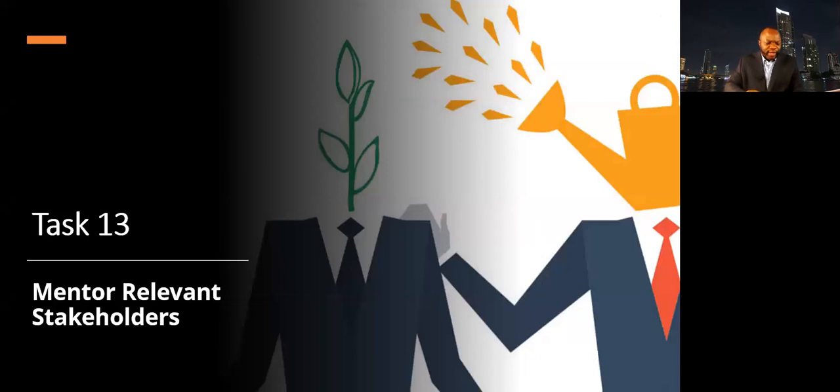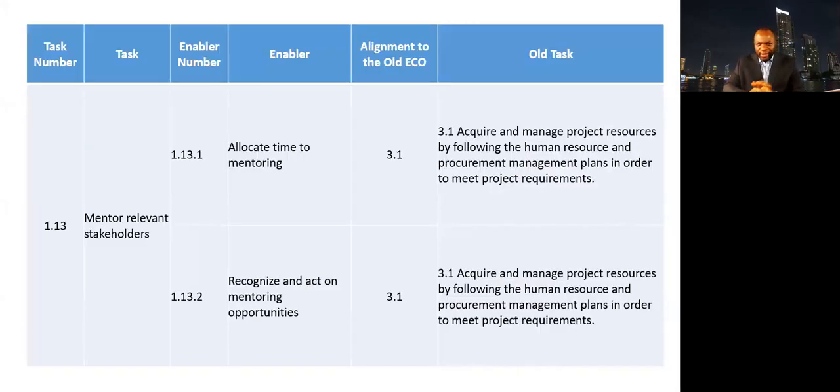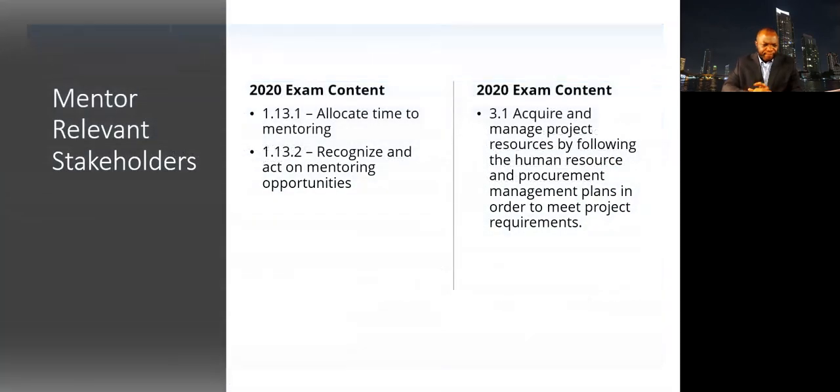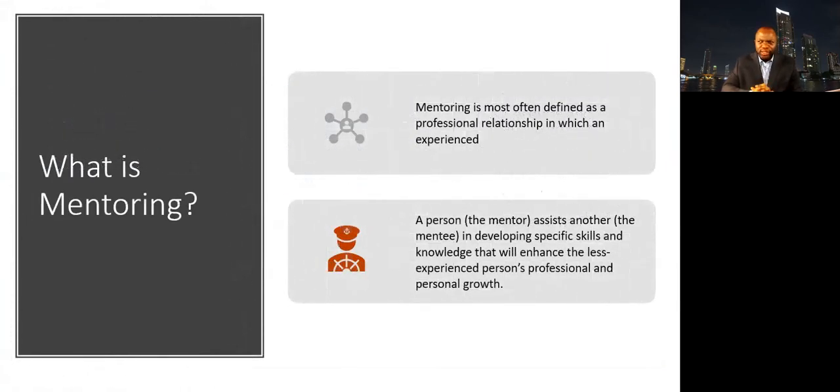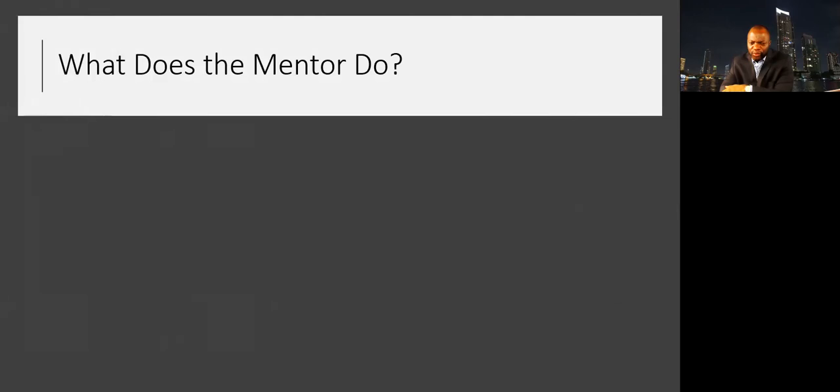So mentoring relevant stakeholders, if you take a look at the breakdown, you've got allocate time to mentoring and recognize and act on mentoring opportunities. So what is mentoring? Mentoring is most often defined as a professional relationship in which an experienced person, that's the mentor, assists another, the mentee, in developing specific skills and knowledge that will enhance the less experienced person's professional and personal growth. So what does a mentor do?